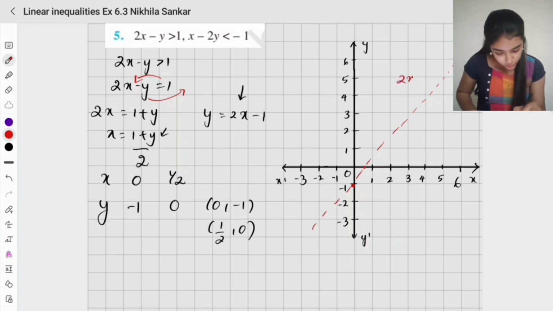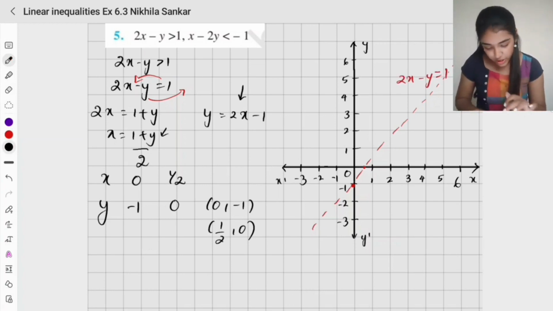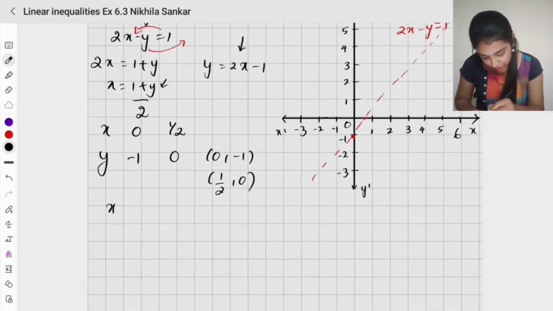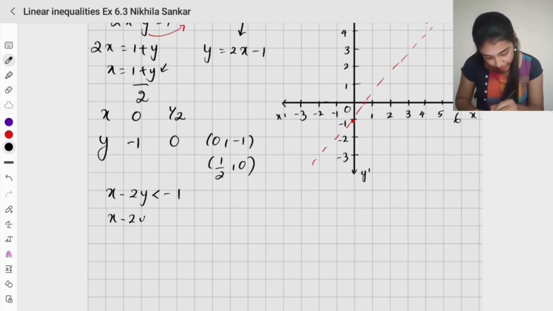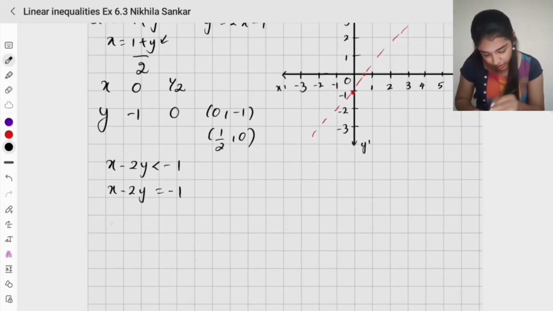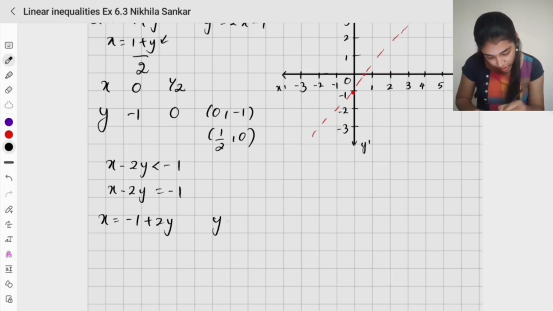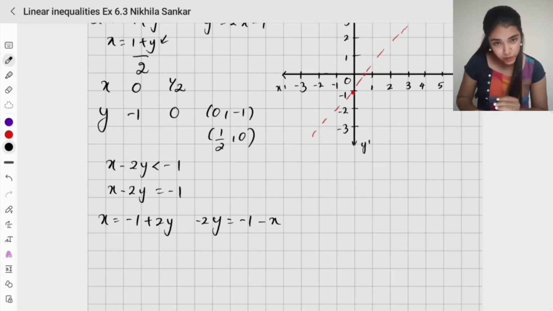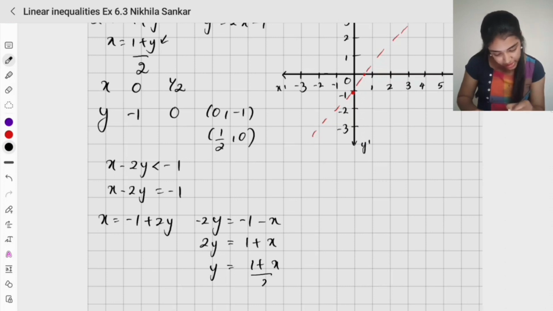So this is 2x minus y equals what? அதே மாதிரி ரெண்டாவது inequation என்ன? x minus 2y less than minus 1. x minus 2y equals minus 1. x is equal to minus 1 plus 2y. Minus 2y is equal to minus 1 minus x. Multiplying both sides by minus 1, I'll have 2y equals 1 plus x. y is equal to 1 plus x divided by 2.